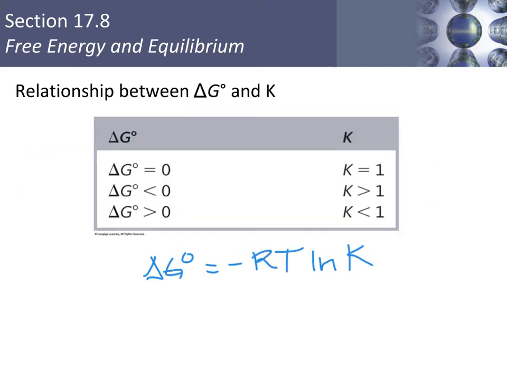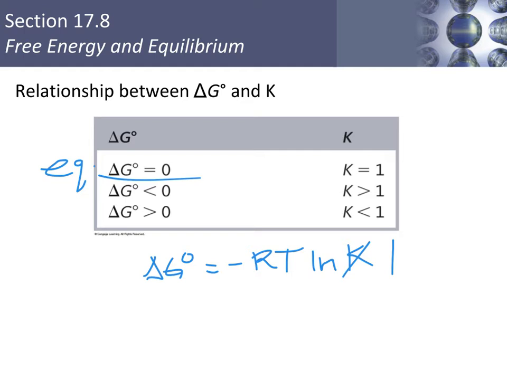Let's look at the relationship between the equilibrium constant K and delta G. When K equals 1, when you have product and reactant equally favored, if you think about the equation we just talked about on the previous slide, the natural log of 1 is 0, and then that whole side of the equation is 0. So delta G equals 0, and that's when we are at equilibrium.